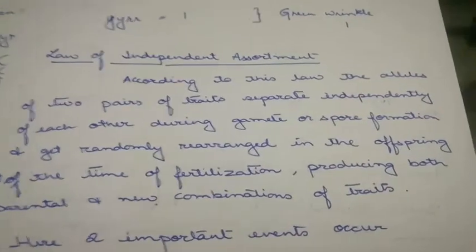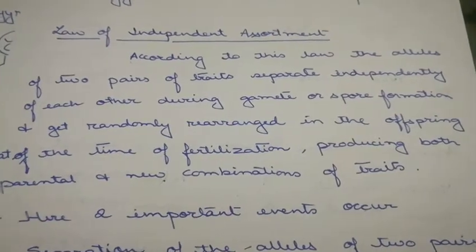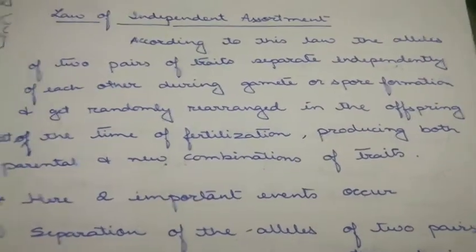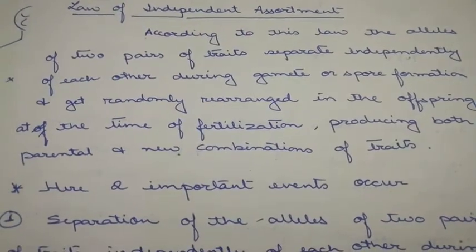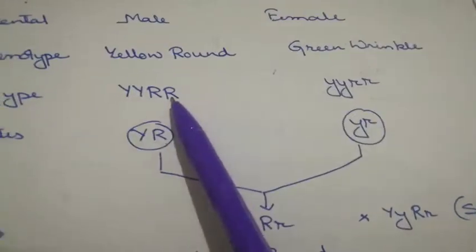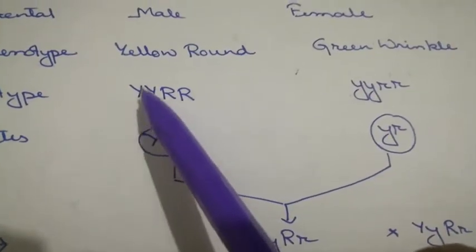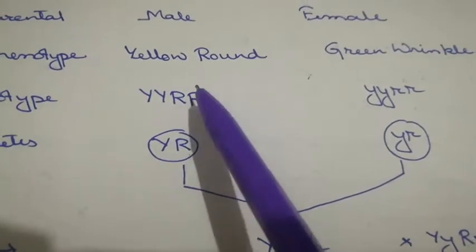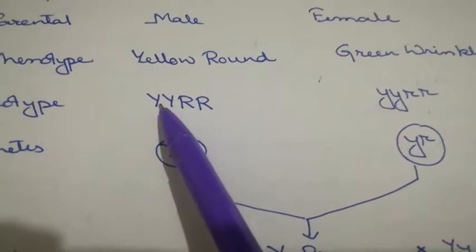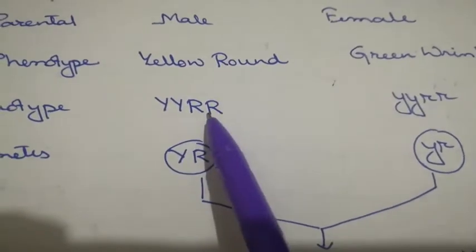According to this law, the alleles of two pairs of traits separate independently of each other during gamete formation and randomly rearrange in the offspring at the time of fertilization, producing both parental and new combination of traits. Now, very simply, if we see here in this dihybrid cross, where capital Y and small y is there, whether R is present or not, Y will express itself, that is whether R is capital or small, Y will represent its color. Simultaneously, whether Y is present or not, R will represent its phenotype.